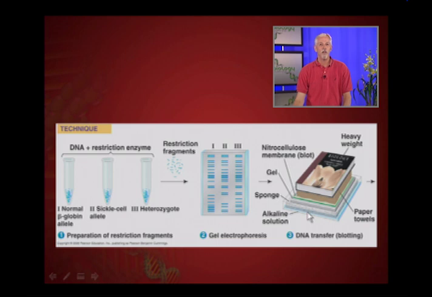So what you do is you would have a container with an electrolyte fluid in it or an alkaline solution in it, and then a sponge on top of that, your gel on top of that, your nitrocellulose membrane on top of that, paper towels, and then something on the top so that it all gets blotted up from the gel into the nitrocellulose membrane. So it isn't always high tech, but the main thing is avoid contamination of DNA samples.